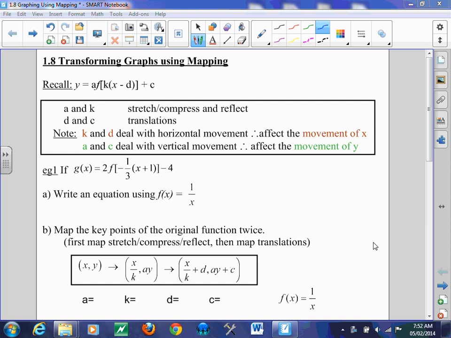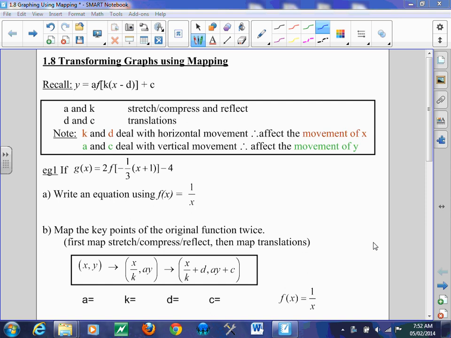Hello class, and welcome to lesson 1.8, transforming graphs using mapping. Mapping is a technique, ladies and gentlemen, where you're going to start with the parent function, apply the shifts that make a stretch or compression either vertically or horizontally.